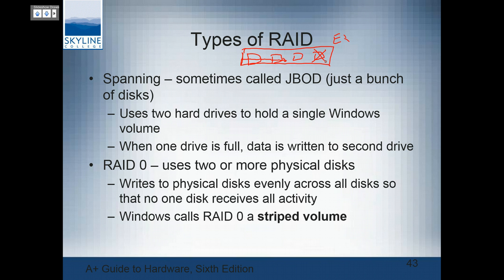RAID 0, two or more physical disks. Writes to the physical disks evenly, so we have two disks, and I've got a better image here in a second. And you have a file that comes across. The file gets broken basically into two parts. One part goes to the first disk, the other part goes to the second disk. RAID 0 is called striping.